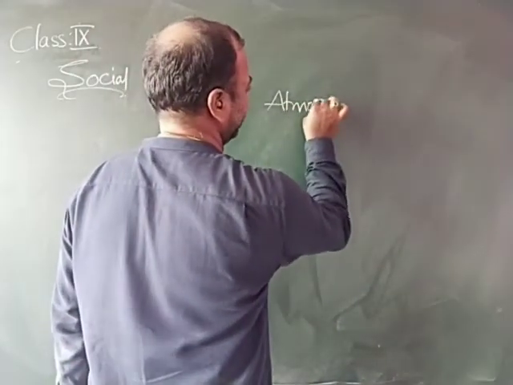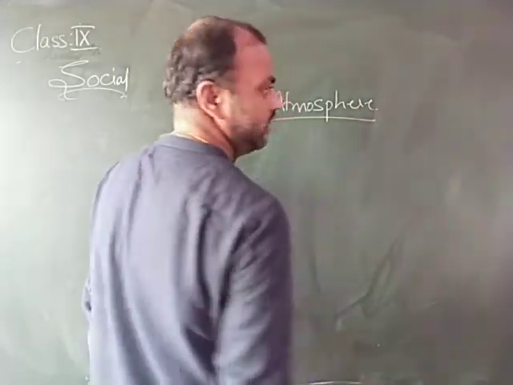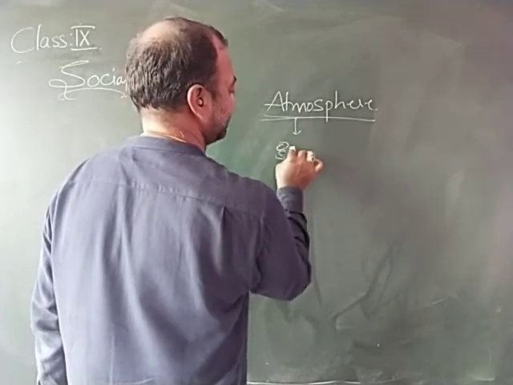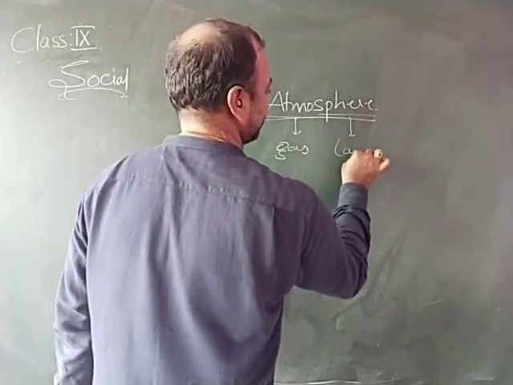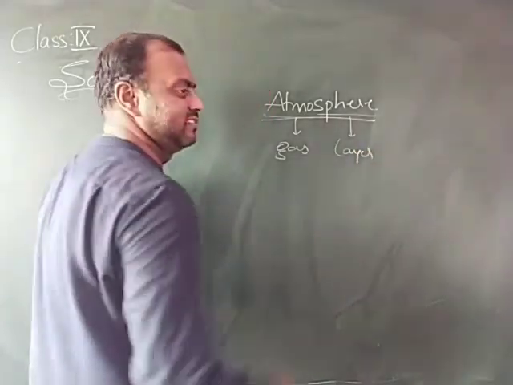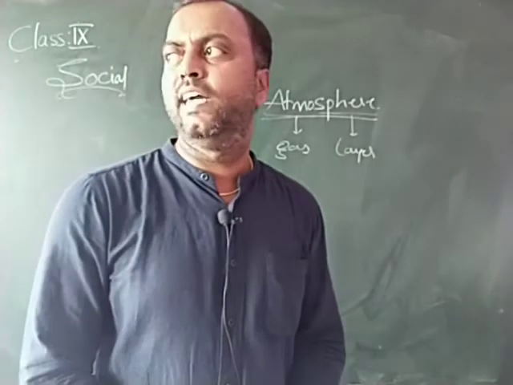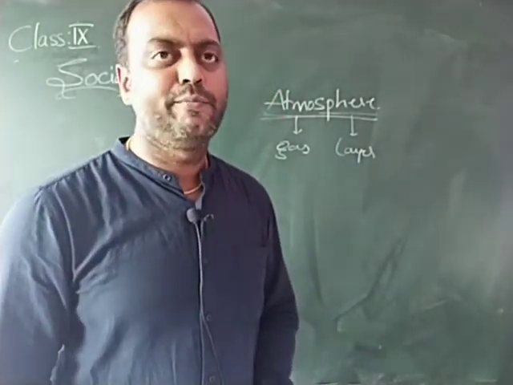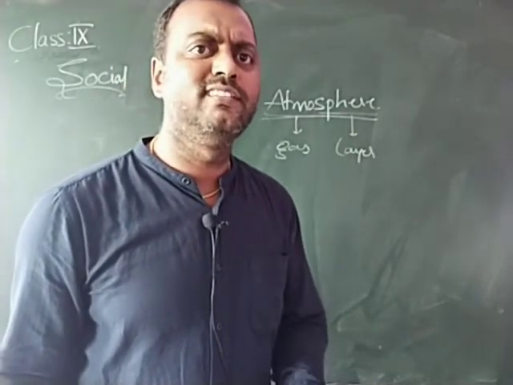So we are going to learn about this layer in detail today. And as I told you, atmos means gas, sphere means layer. A layer which consists of gases is called as atmosphere. So what kind of gases are present in this layer, we shall see. Atmosphere is nothing but a sea of gases.